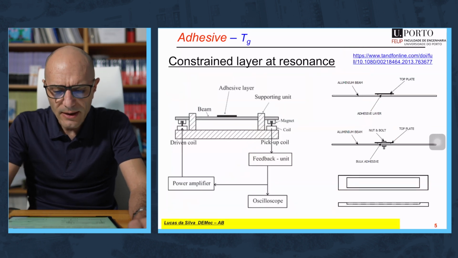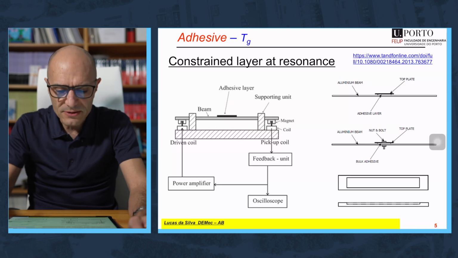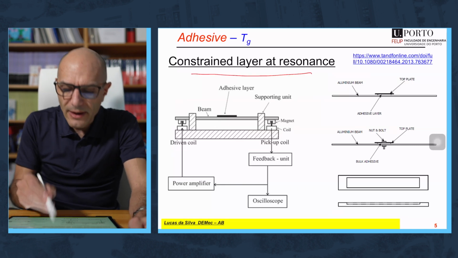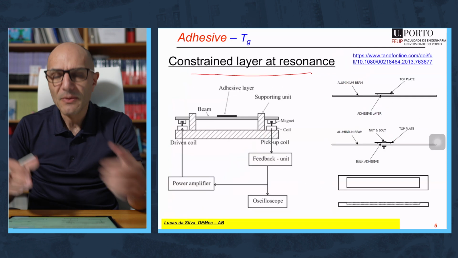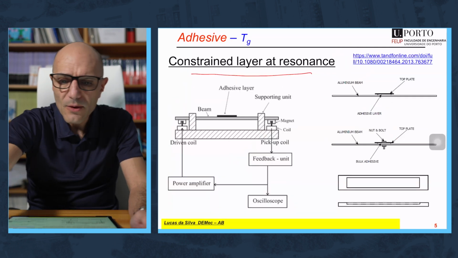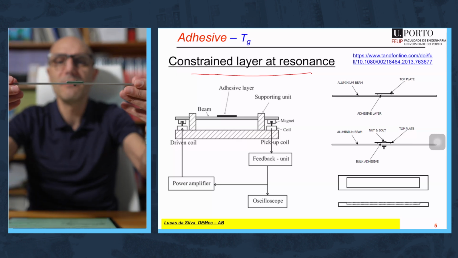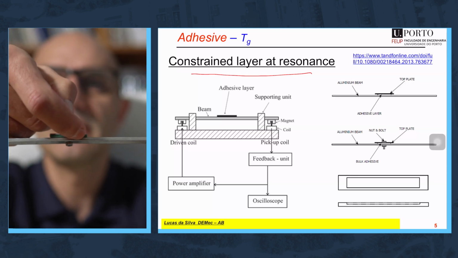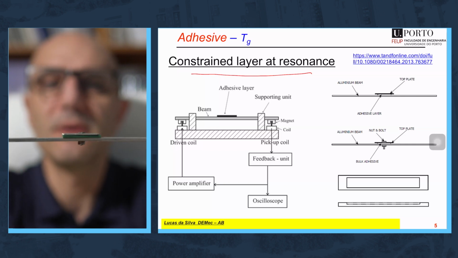There is a machine that we use that was initially developed at Bristol with Professor Adams, which is the constraint layer at resonance. It's basically the DMA, but a bit faster. We use this type of specimen. It's an aluminum beam, you see. The adhesive is here between the aluminum beam and a top metallic plate.